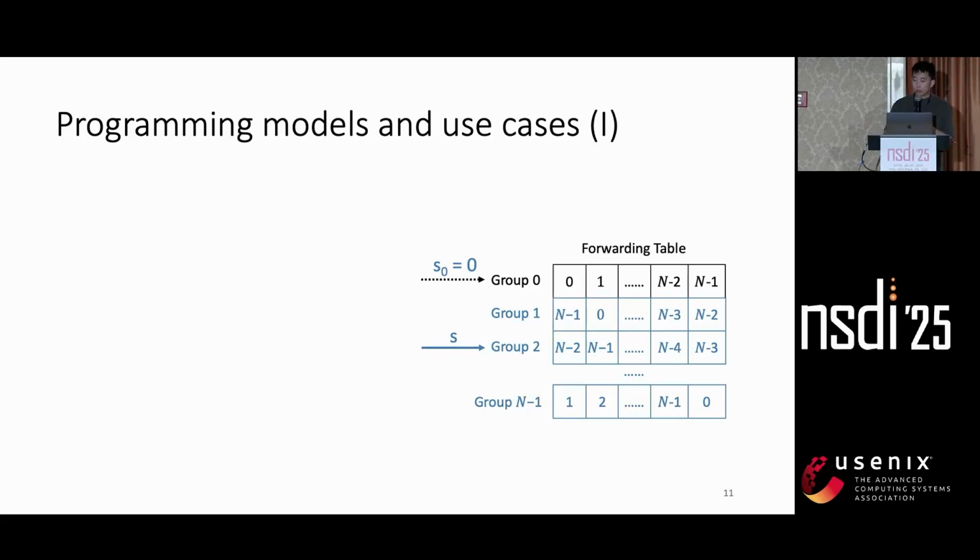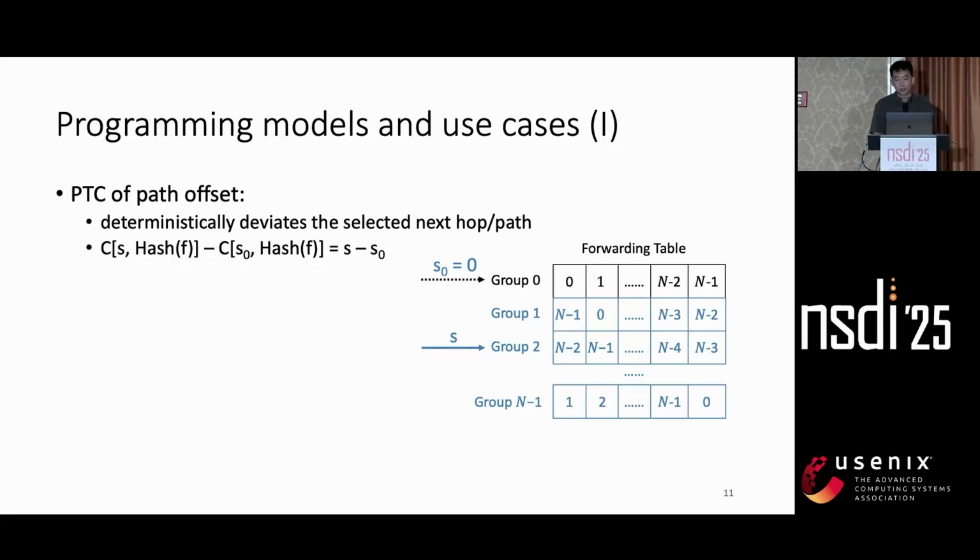So in this way, we enable precise traffic control of path offset. Basically, it means that we will deterministically deviate the selected next hop or path. With a given selector S, it will always deviate the packet or flow to the S minus S0 next hop or path.